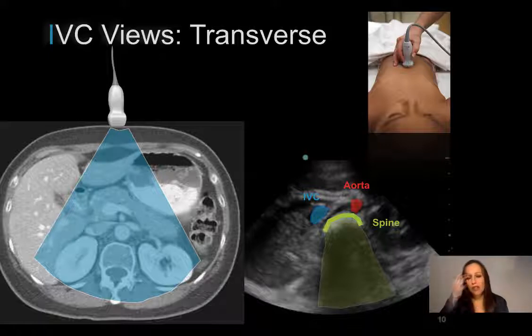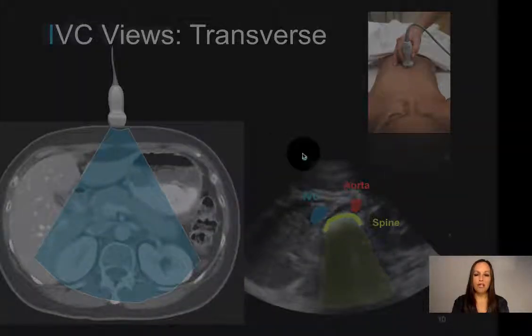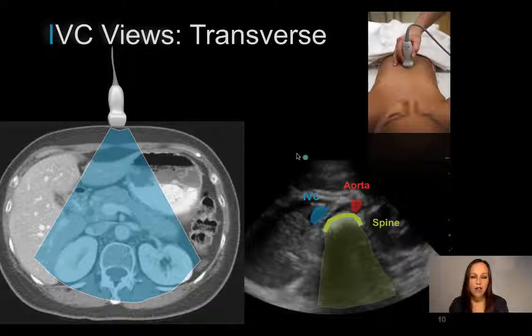These are the three things that you're going to be looking for. And this is particularly important to make sure that your indicator is towards the right side of the patient and you don't change the settings on the machine. Otherwise, you may be looking at the aorta instead of the inferior vena cava.